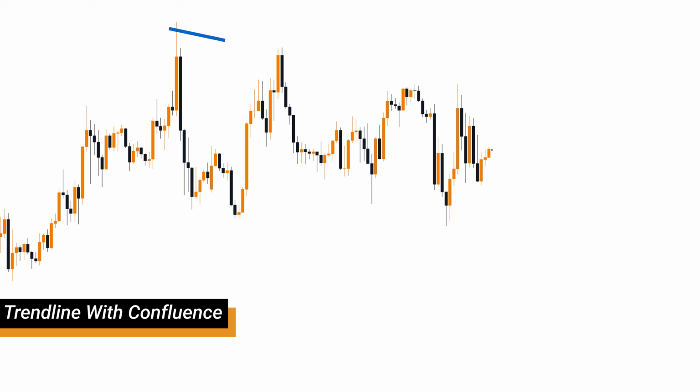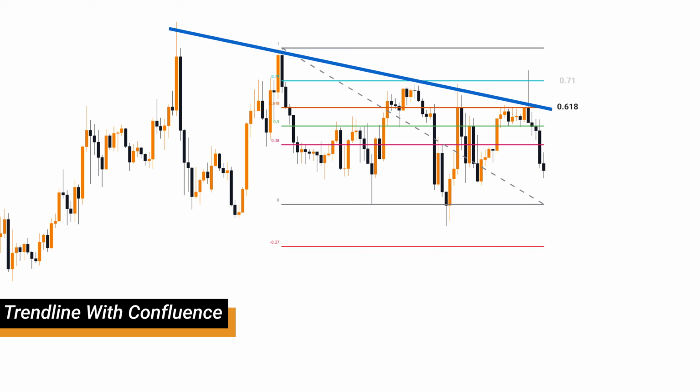In this scenario, we see a trend line meeting a key Fibonacci level. The price approaches this area, and we get a candlestick pattern signaling a potential reversal. This is a high confluence trade setup, making it more reliable.